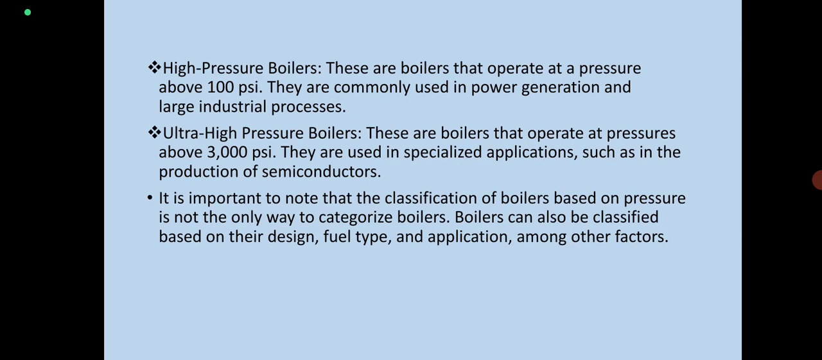High pressure boilers. These are the boilers that operate at a pressure above 100 psi. They are commonly used in power generation and large industrial processes. Ultra high pressure boilers. These are the boilers that operate at pressures above 3000 psi. They are used in specialized applications such as the production of semiconductors.